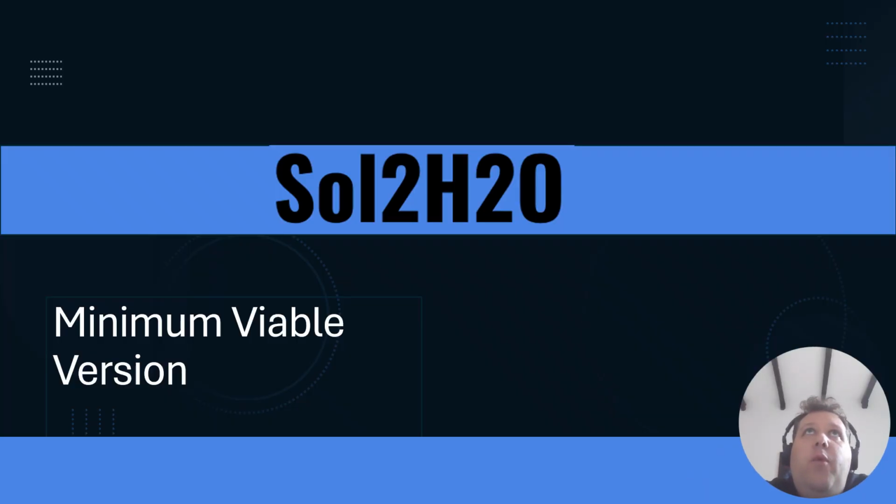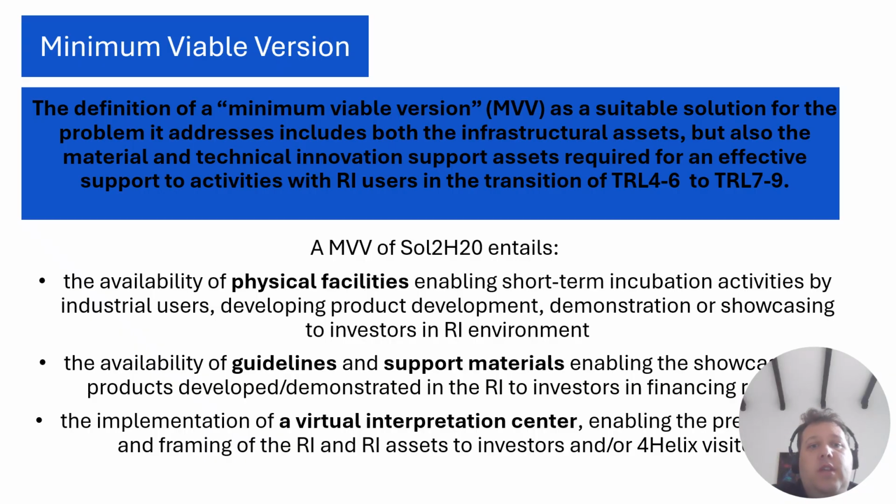After that, we have presented to you a minimum viable version of an example of an activity that we can develop with our infrastructure. When we speak about a minimum viable version, we can say that it is a suitable solution for the problem. So it has all the essential details, all the essential information that can solve a specific problem.